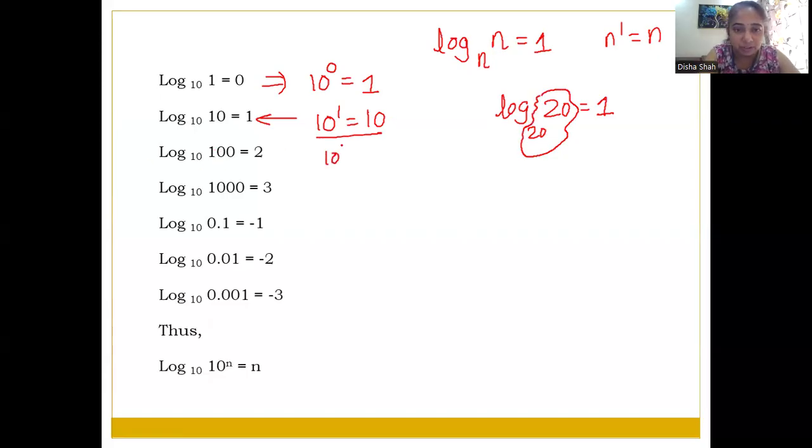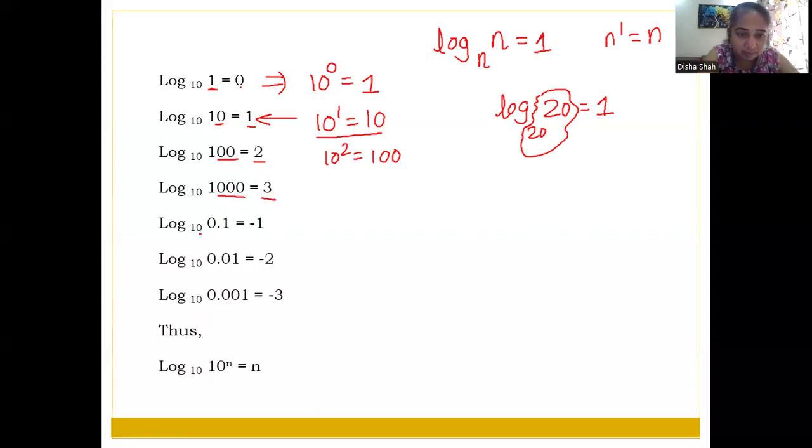Next, we know that 10 square is equal to 100. So I can say that the log of 100 to the base 10 is equal to 2. Similarly, log of 1000 to the base 10 is equal to 3. So you can see the pattern, here there was not a single zero so the answer was zero. Here 1 zero then 1, 2 zeros then 2, 3 zeros then 3, 4 zeros then 4, like this.